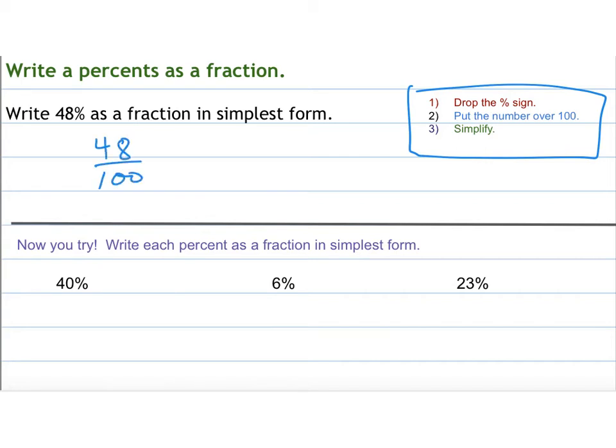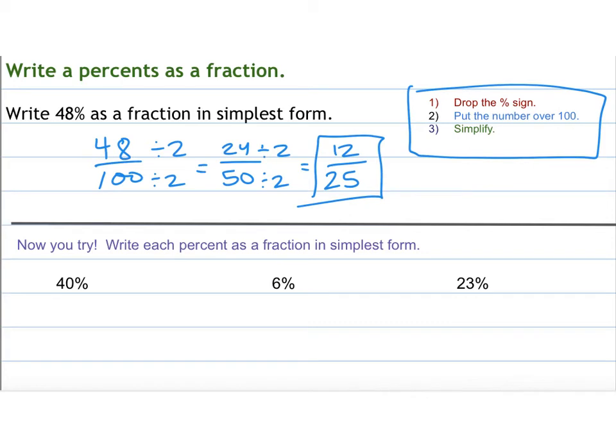And then simplify. Find numbers that they can both be divided by. They're both even, so I know they can both be divided by 2, which is 24/50. Those can both be divided by 2. 24 divided by 2 is 12, and 50 divided by 2 is 25. I don't think they have anything in common, so 12/25. Okay, if you feel comfortable, try these on your own. Otherwise, keep following along as I go through them here.